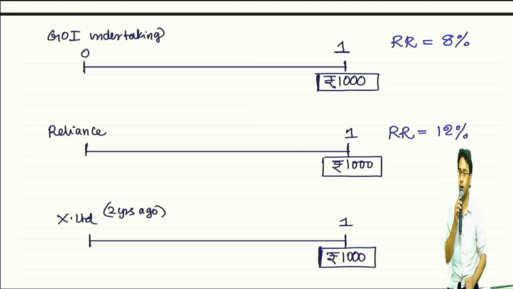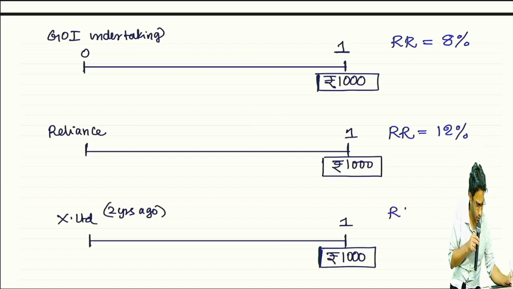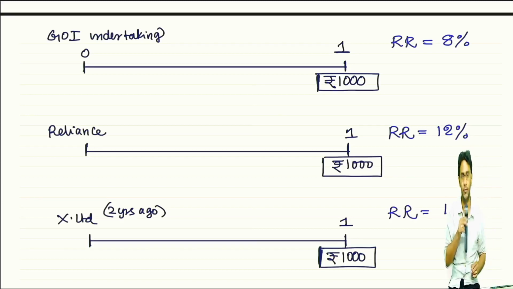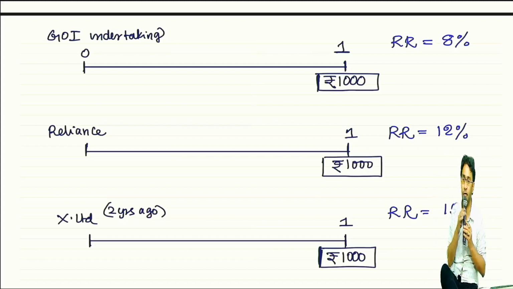No. You were formed yesterday only, 2 years back. Reliance has been there for some 30 years. So I don't trust you as much as I trust Reliance. So here the risk is even more, so I demand 15% return. Now you observe, sir. All the three bonds have the same life, same cash flow, but the risk levels are different. Because the risk level is different, the required return is also different. And because of that, your fair value will also be different.